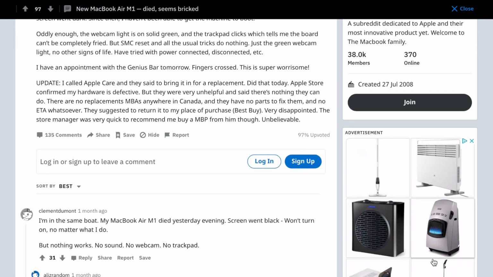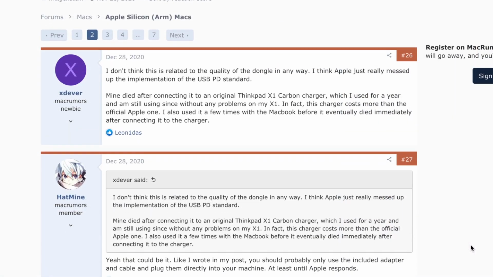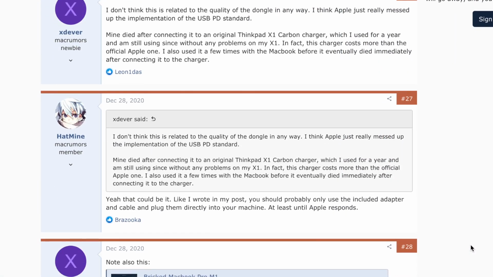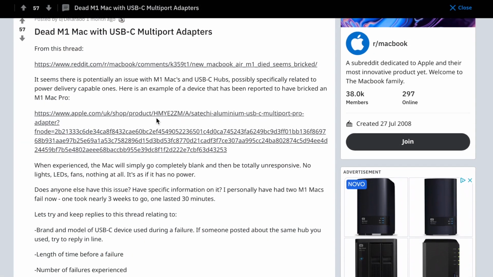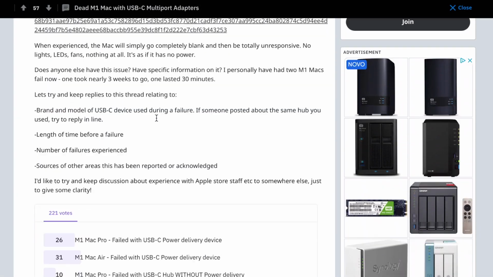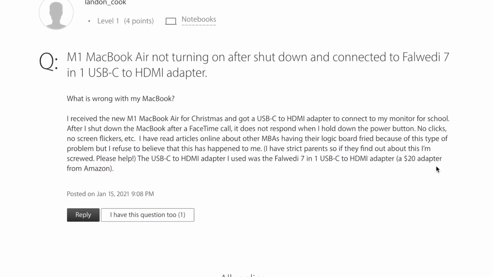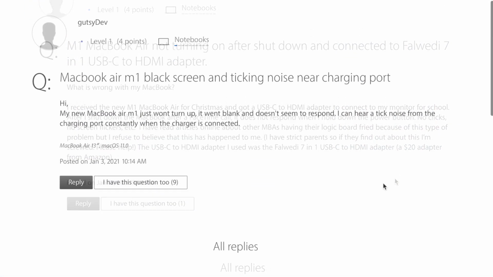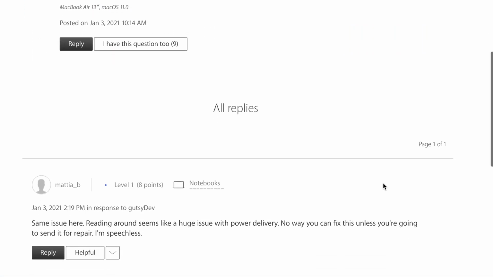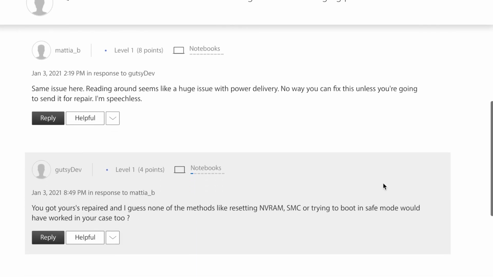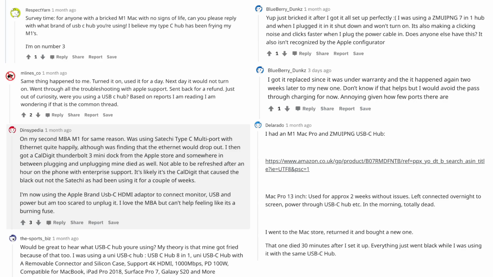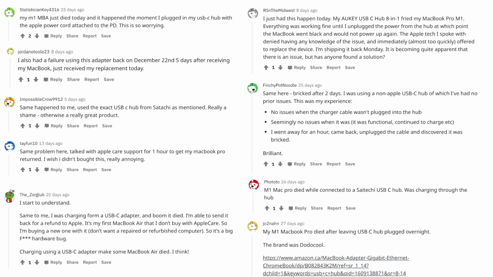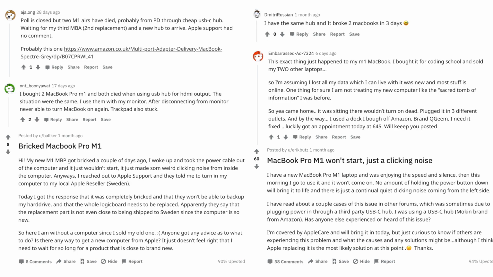Around the middle of December last year, some worrying posts began to appear on Apple forums from users whose brand new M1 MacBook Air or M1 MacBook Pro had mysteriously stopped working. At first, it was just a few cases, but as the number of people went up, a common pattern began to emerge. Almost everyone with a dead M1 MacBook had been using a USB Type-C hub with USB-C power delivery.